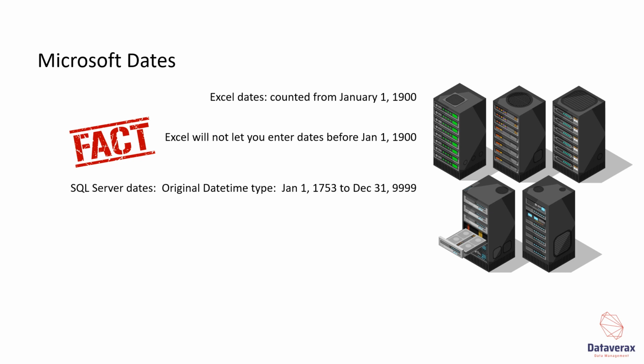Since those days, SQL Server has come up with another data type, the datetime2, which will also allow you to go all the way back to January 1st, year one. So now the datetime2 has a range that goes from January 1st, year one to December 31st, 9999.